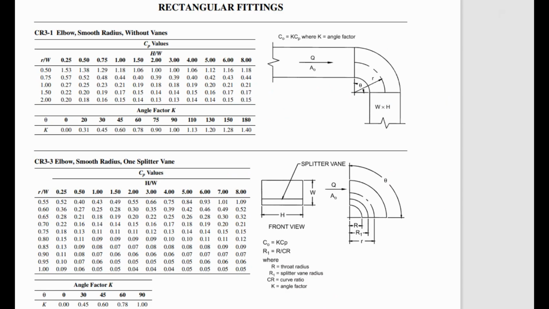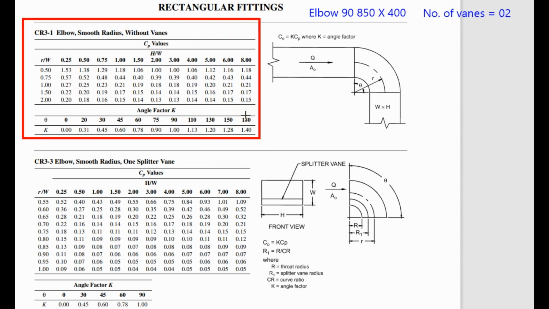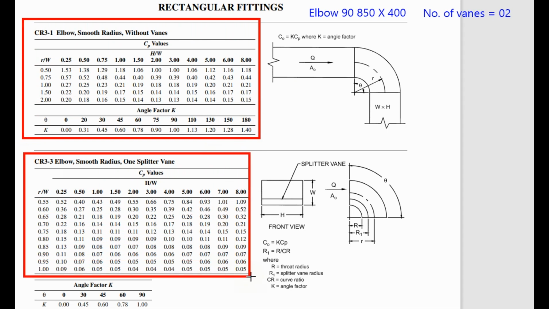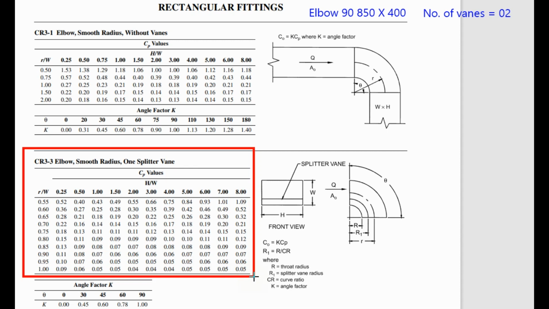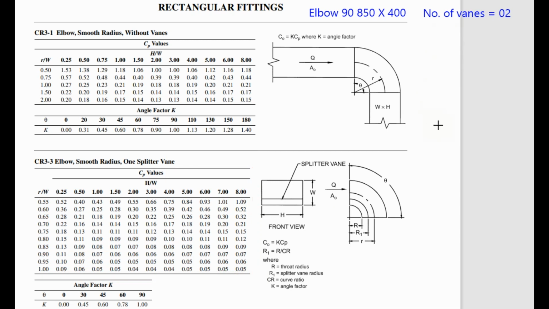To calculate the pressure drop inside a fitting, first we will select the fitting loss coefficient from the ASHRAE tables. If we have a duct elbow without vanes, then we will select the fitting loss coefficient from this table. If our duct elbow is with vanes, then we use this table. For our sample calculation, we assume that we have a duct elbow with vanes, so we will use this table to select the fitting loss coefficient. To select it, we need to know two values, h by w and r by w.